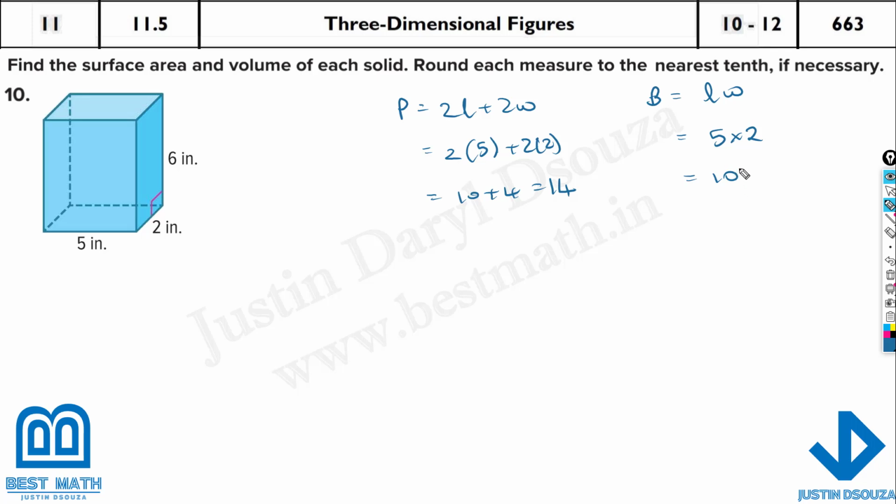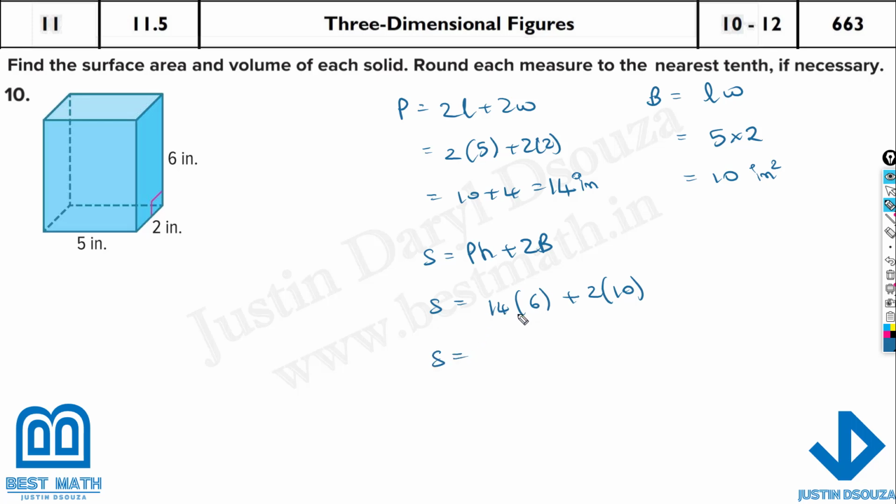Now this is an inch. Area of the base will be inches squared. Here also it's inches. Once the P and B are found out, surface area is easily given as P times H plus 2 times B. Don't forget the formula. Here all we need to do is P is the perimeter of the base, that is 14 times, what is the height, that is 6, plus 2 times base, that is the B is the area of the base, that's 10.